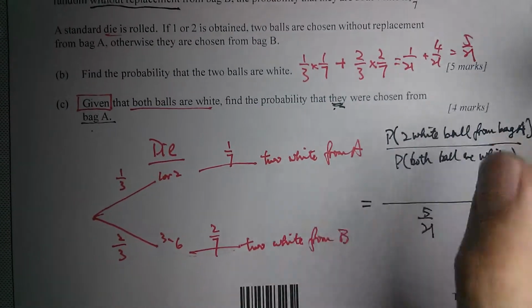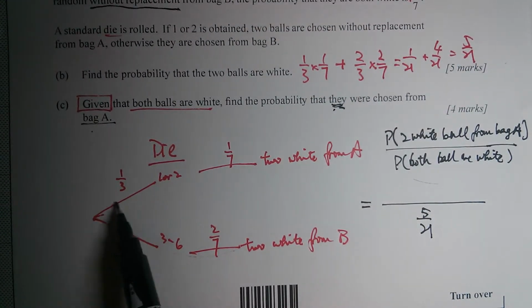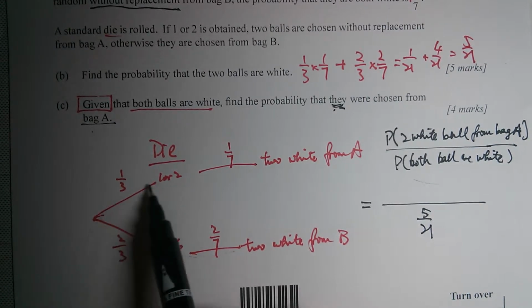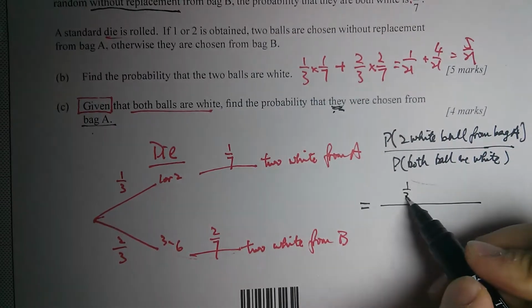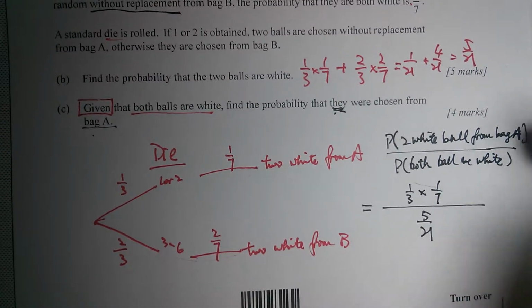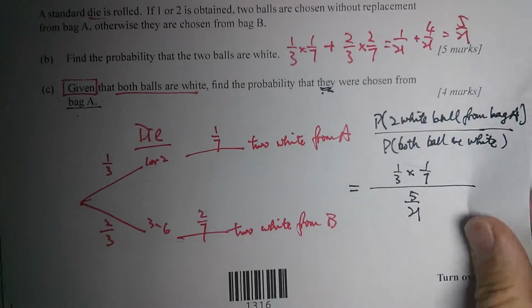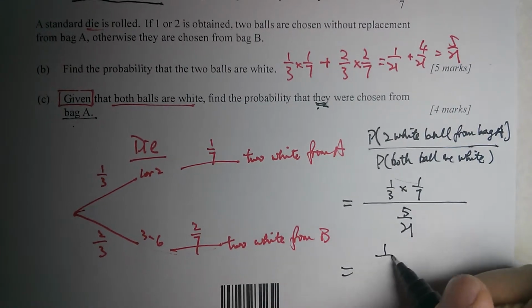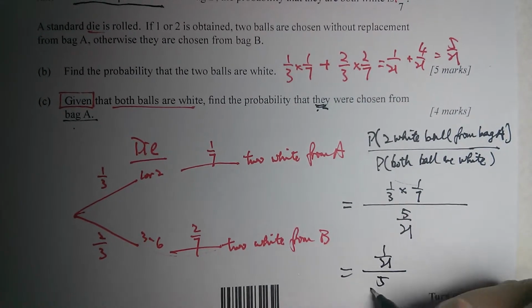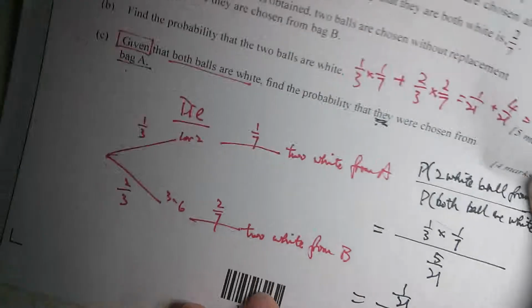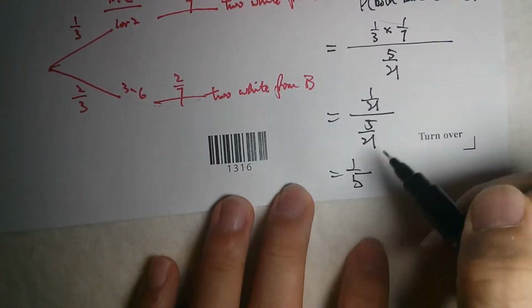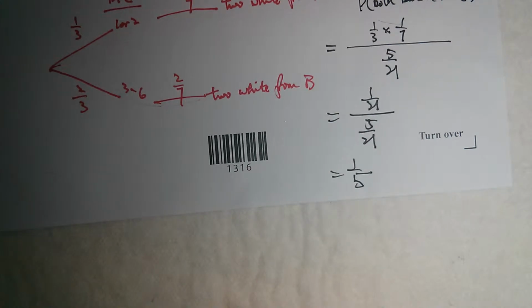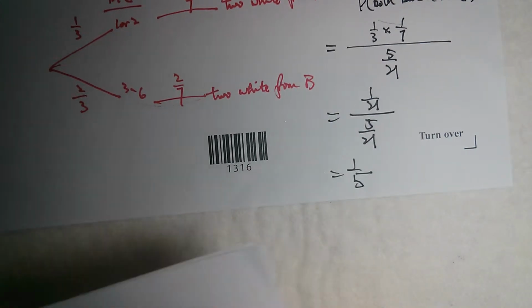And for this, you need two white balls from bag A. So the probability would be: I first have to go to bag A by throwing the die, and then I get two white from A. So it's 1/3 times 1/7. Therefore the answer is 1/21 over 5/21. And if you know a little bit of how to do fractions, this is 1/5. Okay? You may ask why this is 1/5.